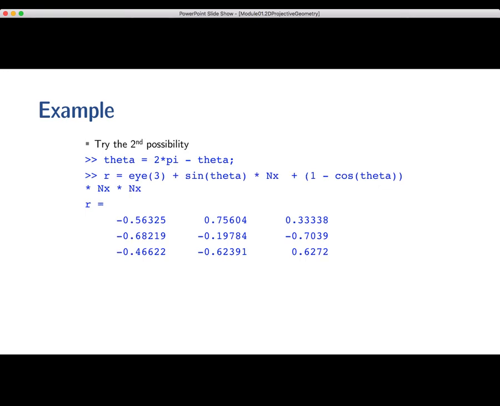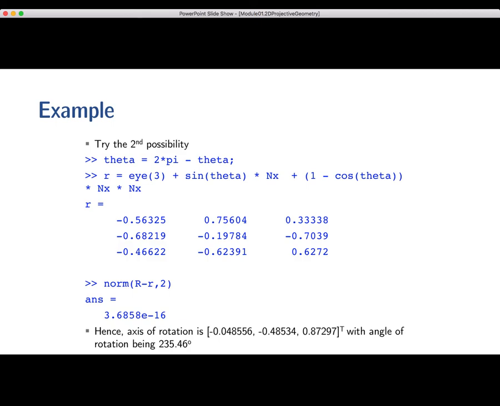So then I can try the third quadrant solution, which is 2 times pi minus theta. I just move it to the third quadrant and do the same thing, and then I get exactly the same R. I tried the norm of the original R minus this R, and I get 0. So is that clear? That's all about rotation. Hence the axis of rotation is this, and the angle of rotation is 235.46 degrees.